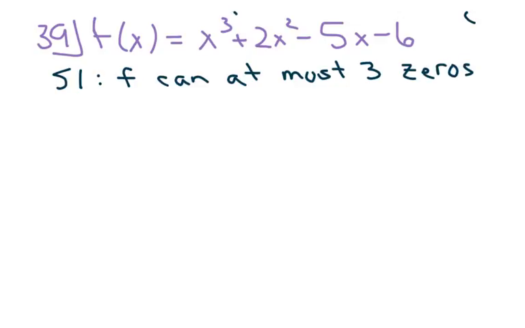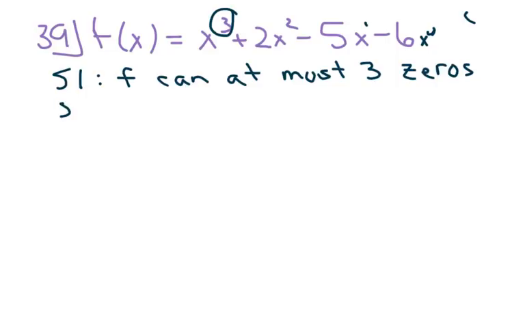Alright, so that means your lead degree is 3. You put this in order, 3, 2, 1. This would be x to the 0. And so it can have at most 3. It can have 2 or 1, but it won't have more than 3.